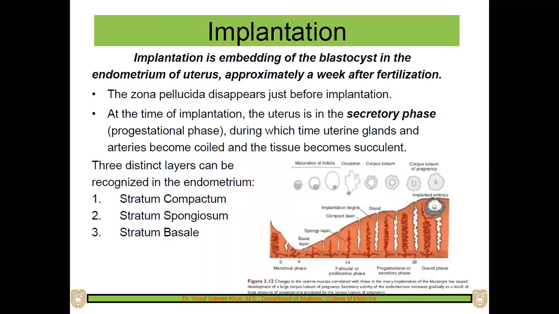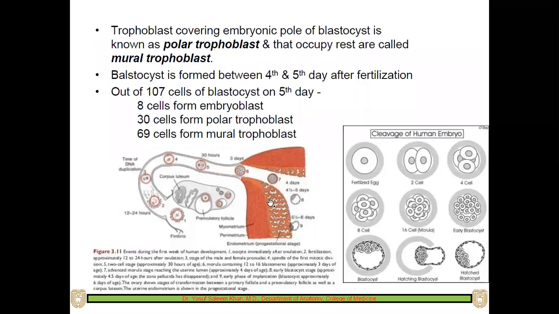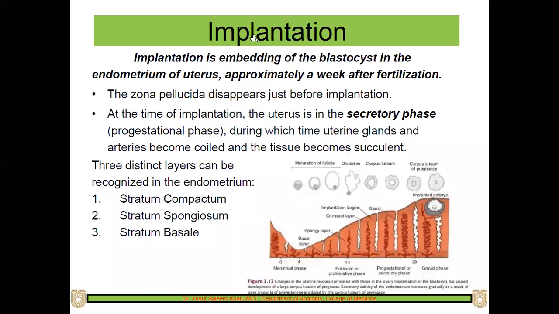Now there is something called implantation. This is the last thing today we'll study. So now if you see here, implantation means what? Getting attached to the uterine wall. So this is called implantation. Okay, so what is implantation? Implantation is embedding of the blastocyst in the endometrium of the uterus.